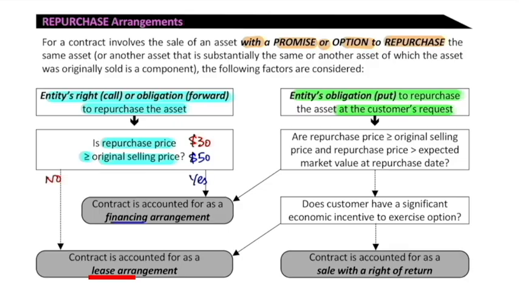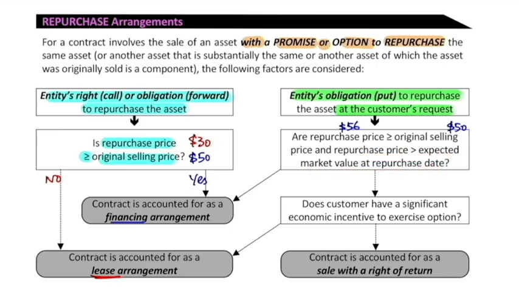Apply FRS 16. If the entity has an obligation to buy back at the request of the customer, the original selling price is 50. Is the repurchase price more than or equal to the original selling price? For example, it's 56. Yes. That means the customer can sell back for 56. Is the repurchase price greater than the expected market value at the date of repurchase?